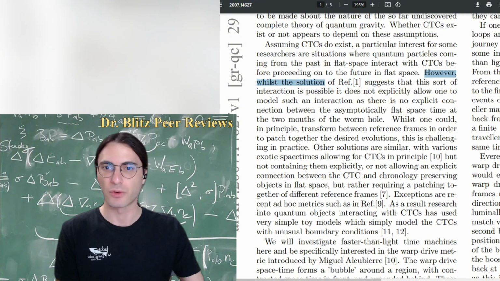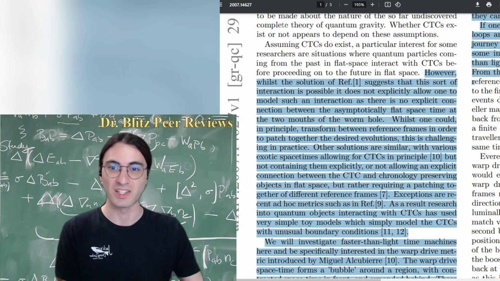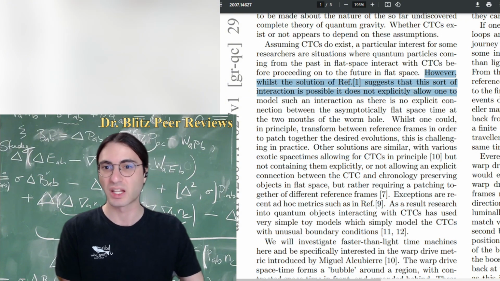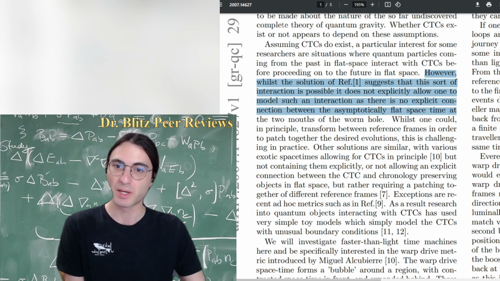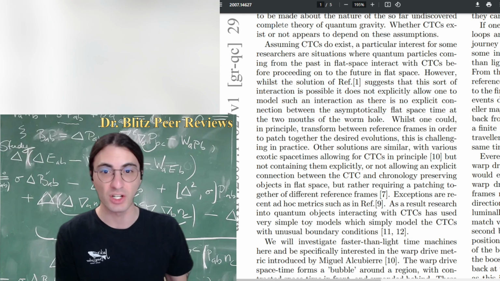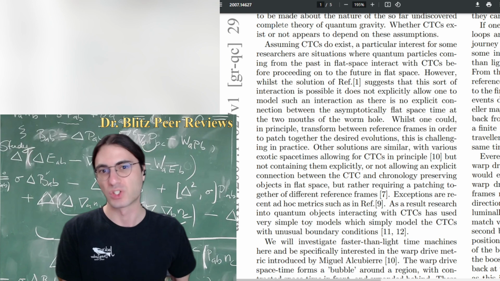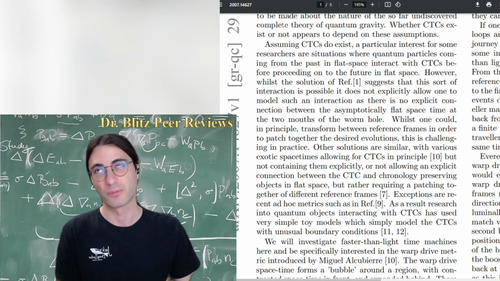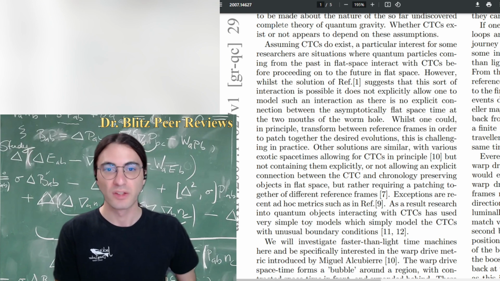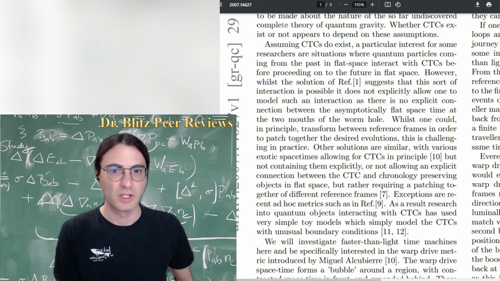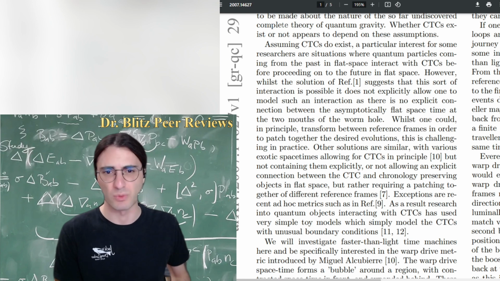However, while the solution of reference 1 suggests that this sort of interaction is possible, it does not explicitly allow one to model such an interaction, as there is no explicit connection between the asymptotically flat spacetime and the two mouths of the wormhole. Okay, so here we're actually talking about CTCs via wormholes, not the traditional CTCs. So in principle, I guess they're saying that it's possible for this to happen. I'd have to go look at reference 1, but I'm not going to do that.